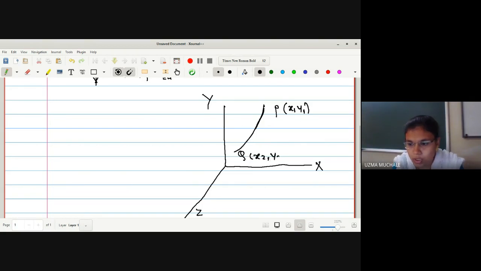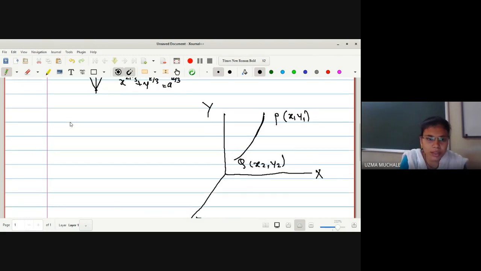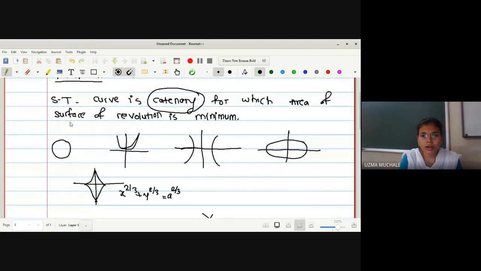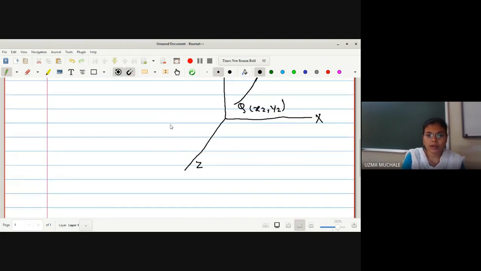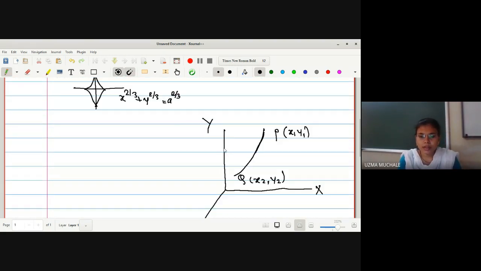Correct. Surface of revolution means what? Here, what is given to us is that the area of surface of revolution is minimum. So first we must know what we mean by surface of revolution, and then only can we find out whether the curve we obtain is a catenary or not. Here we have a curve given to us. You have to revolve this curve about the y-axis. After revolving this curve about the y-axis, what will be the image?